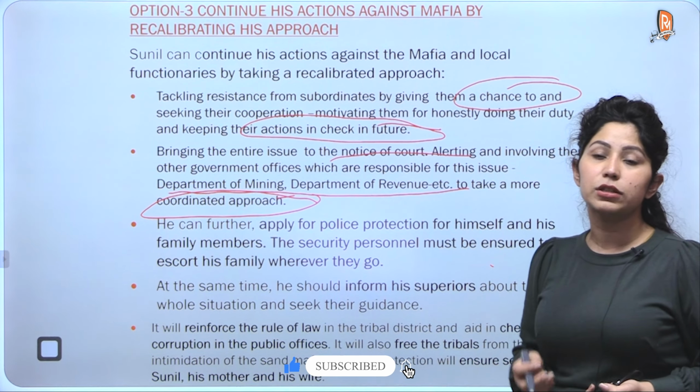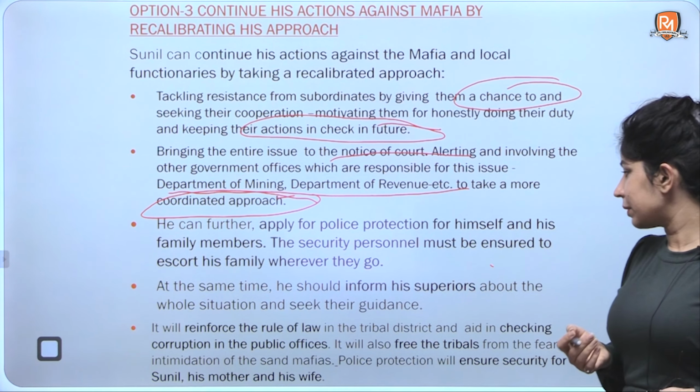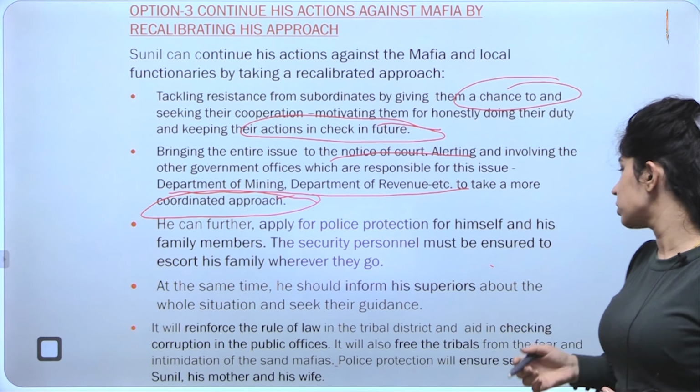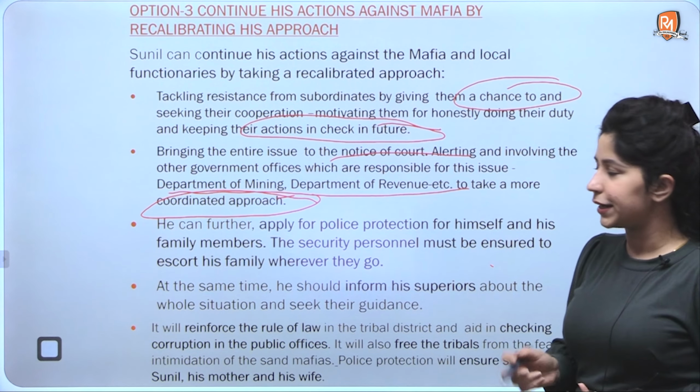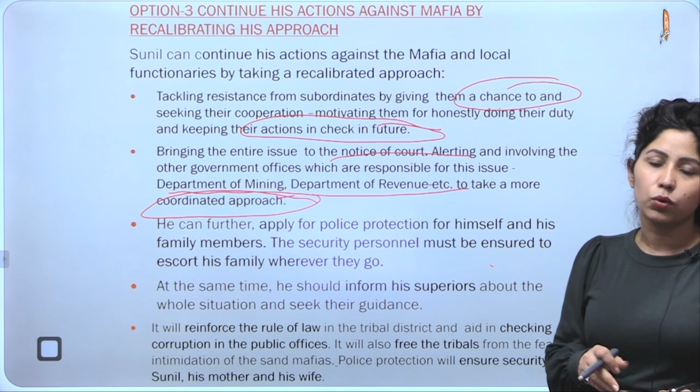The security personnel should escort his family all the time wherever they go. At the same time, he should also inform his superiors and take a coordinated approach about the whole situation and seek their guidance. What will happen with this? It will enforce the rule of law.